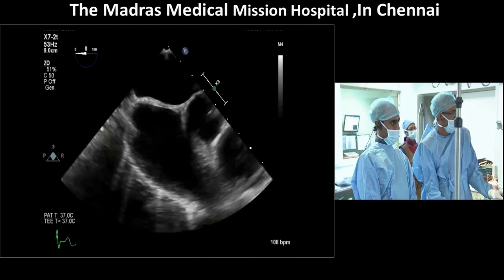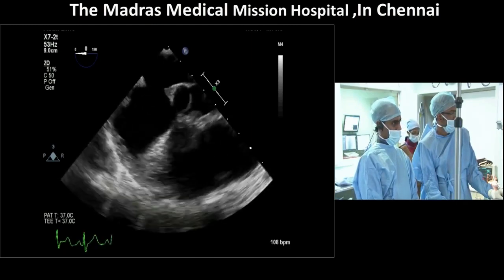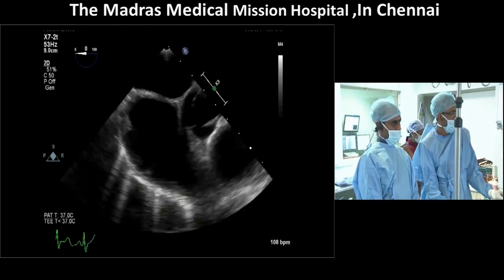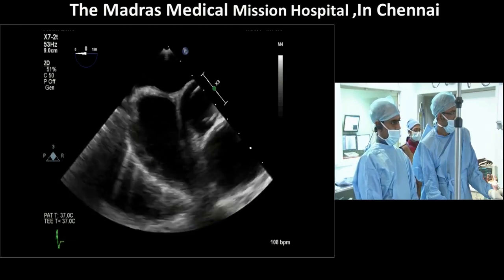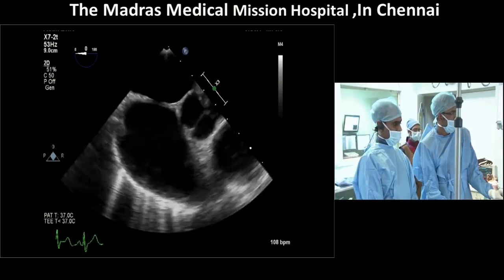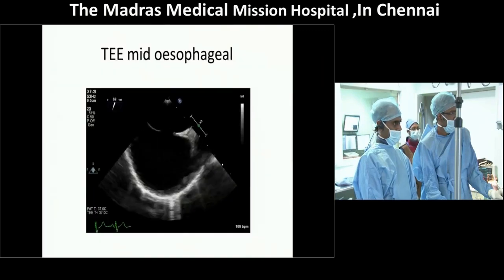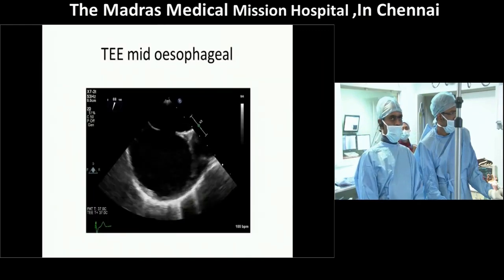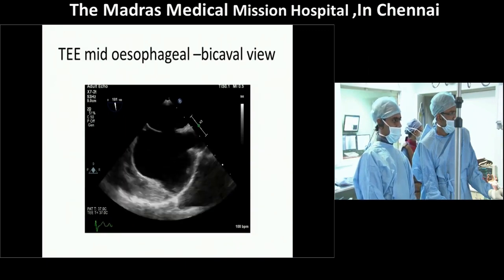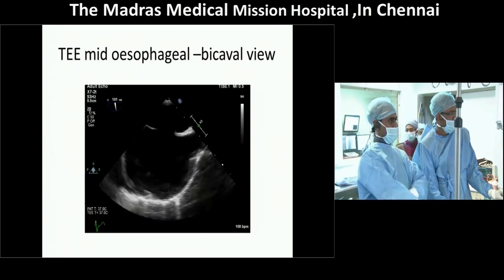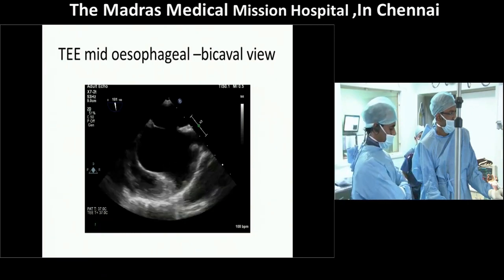This is a transesophageal echocardiography, mid-esophageal view, 0 degree, showing the aortic margin of the ASD along with the posterior inferior margin of the ASD with the aorta. This is another transesophageal echocardiography, mid-esophageal bicaval view showing the SVC and IVC with the superior and inferior margins.